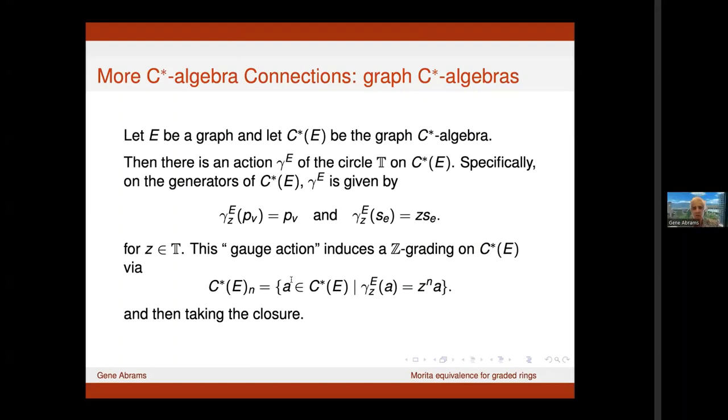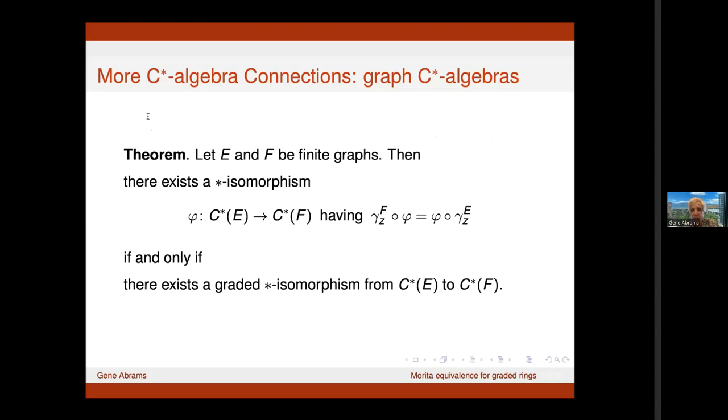Okay. So here, for example, is how this plays out in the specific context of graph C-star algebras. In graph C-star algebras, there's an action of the circle on the graph C-star algebra. Here's how it's described on the appropriate generators of the graph C-star algebra. And we call this the gauge action. And this gauge action induces a grading on the C-star algebra. Actually, it induces a grading on the algebraic primordial version of the C-star algebra. So here's how you grade the algebraic structure and then you take closure.